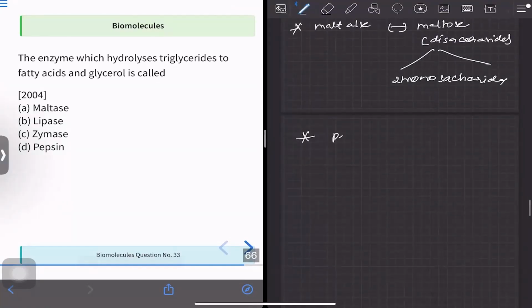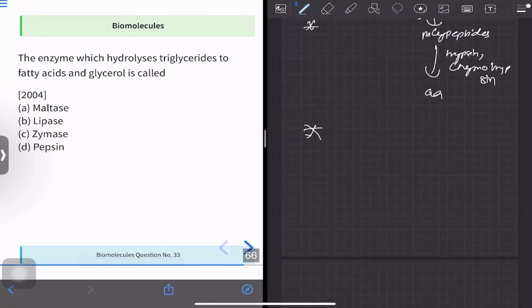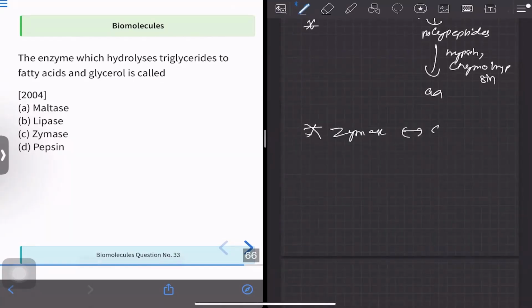Lipase, pepsin. Pepsin helps in the breakdown of proteins. When proteins are broken down with the help of pepsin, it produces polypeptides, and on further action of trypsin and chymotrypsin, it produces amino acids. So this is the action of pepsin. And what is the action of zymase? Zymase is the one which helps in carb metabolism. So option will be B.